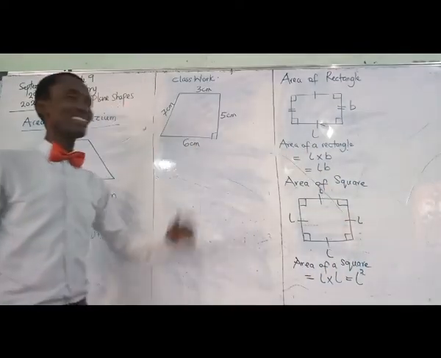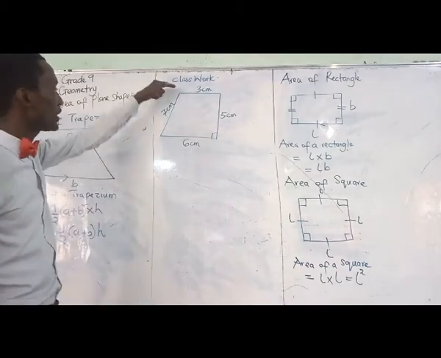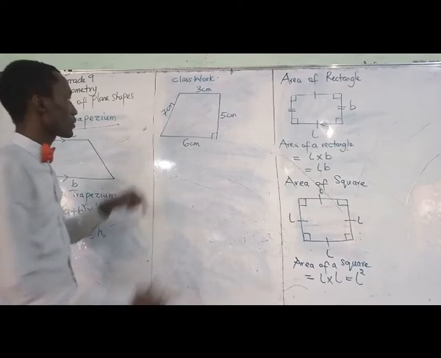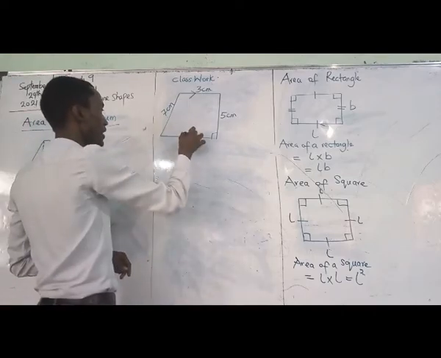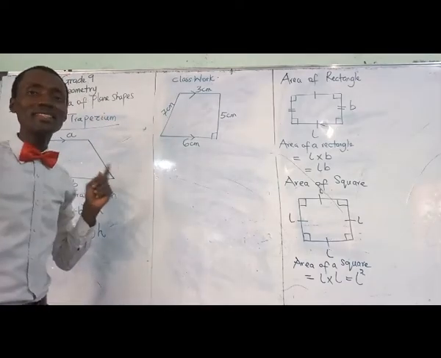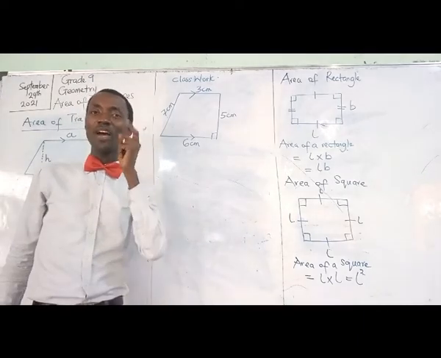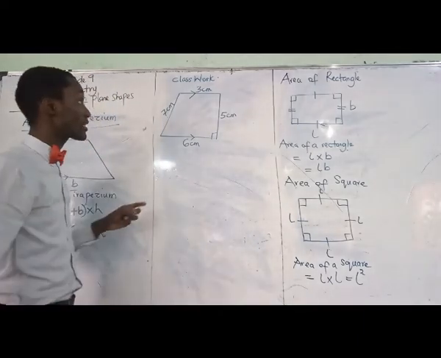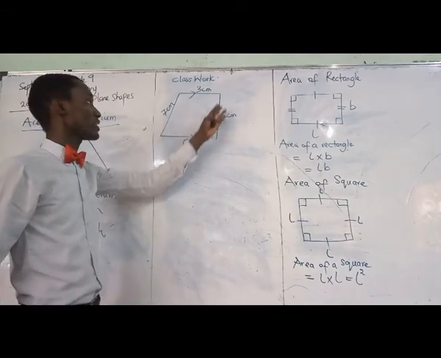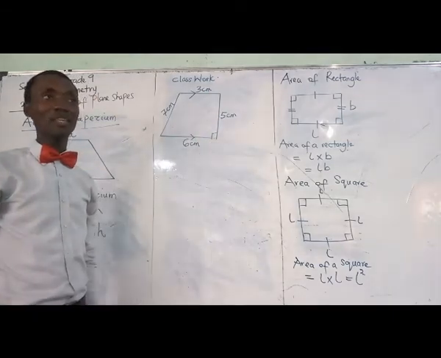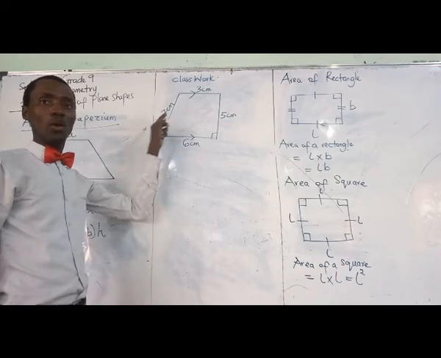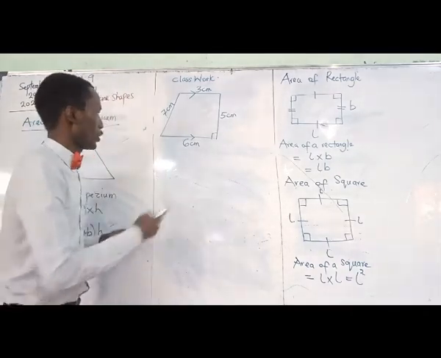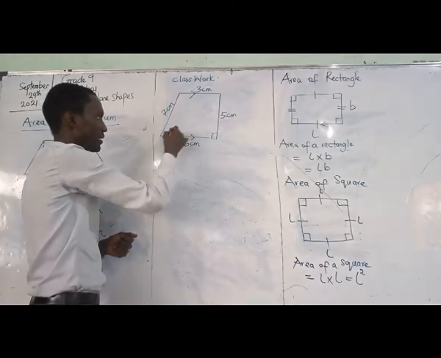What is the height in this diagram? If you look at it carefully, there's 7, there's 3, and there's 6. I forgot to indicate the parallel sides. In any diagram of this nature, you must identify the parallel sides. Once you have identified the parallel sides, the next thing you want to do is to try to identify the height. This is not the height. We said that the height is a perpendicular distance.